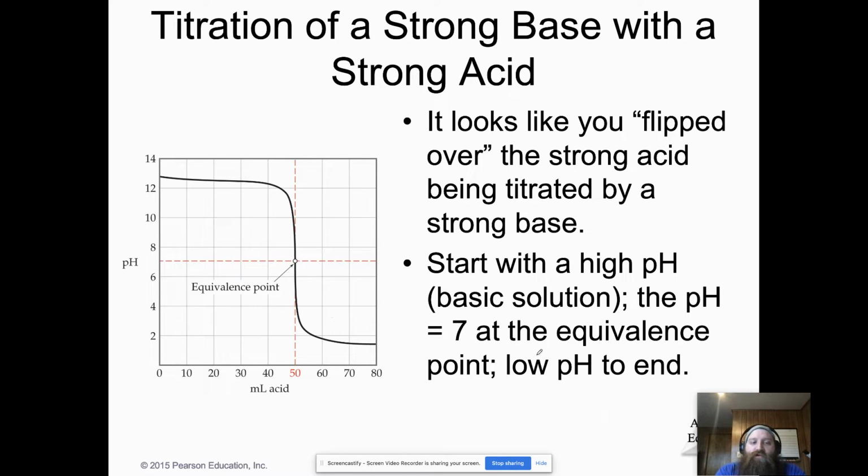Now, if we titrate a strong base with a strong acid, again, we're looking for a pH of 7. But notice that my starting point is now high. I can see right off the bat that's a strong base, because I have a high pH. And because the equivalence point is 7, I know that I must be using a strong acid. We want to be able to identify what's going on just by looking at the graph. So this would be a strong base titrated with a strong acid.